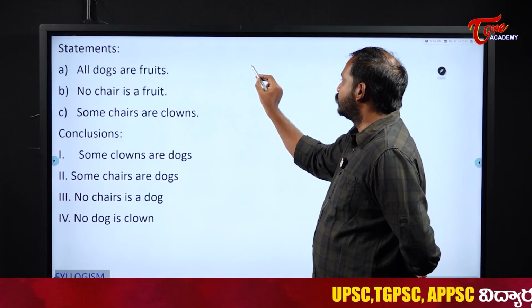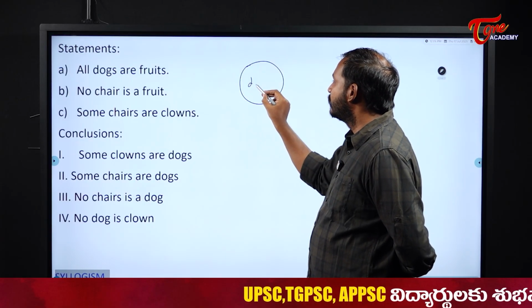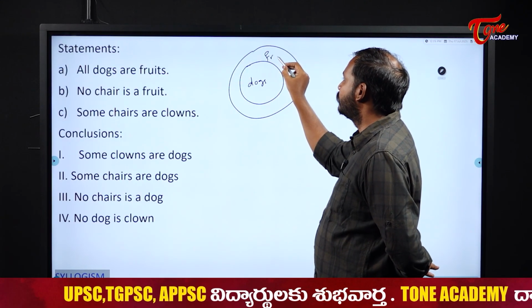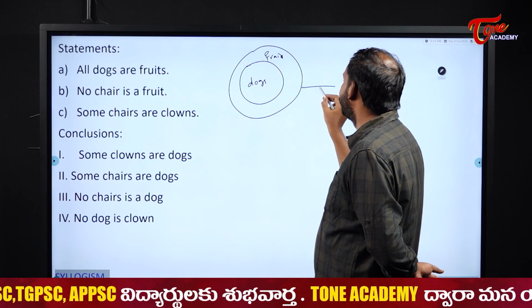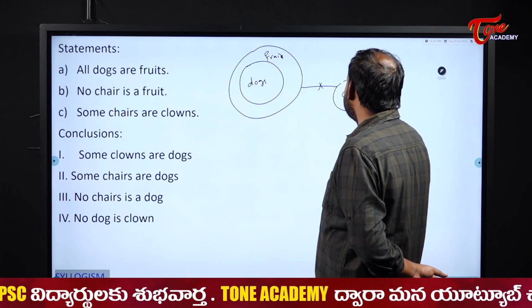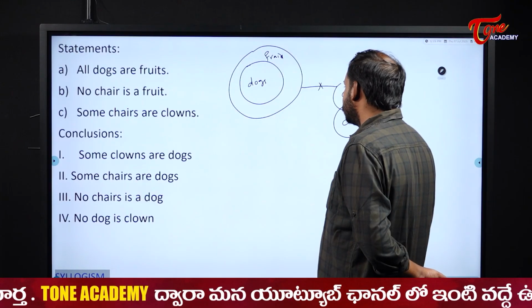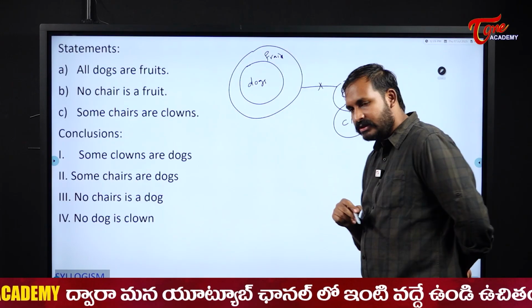All dogs are fruits. Okay. All dogs are what? Fruits. No chair is a fruit. No chair is a fruit. Next, some chairs are clones, right?